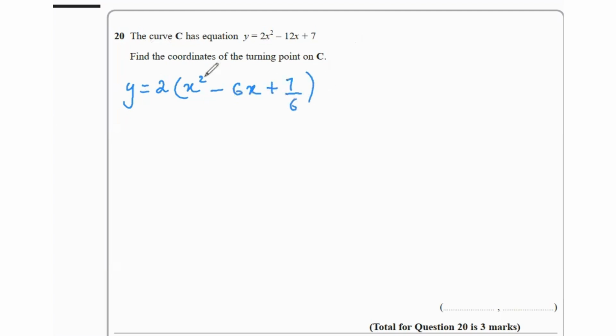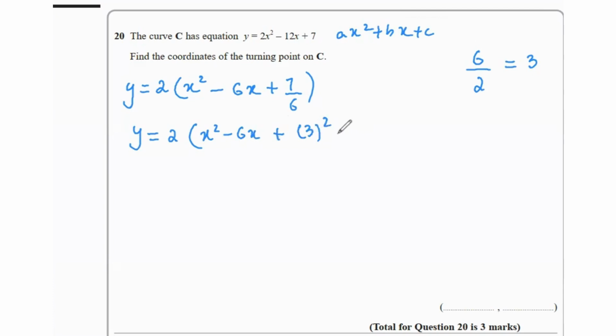Next, whatever the value of b is, which is 6 now, we have ax squared plus bx plus c. So b is the quotient of x, which is negative 6, or I'm just going to take it as 6. So we divide 6 by 2, which gives us 3. So we're going to add and subtract 3 squared to this equation. So plus 3 squared minus 3 squared, then plus 7/6.